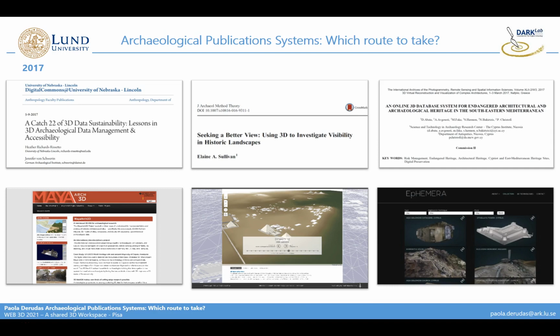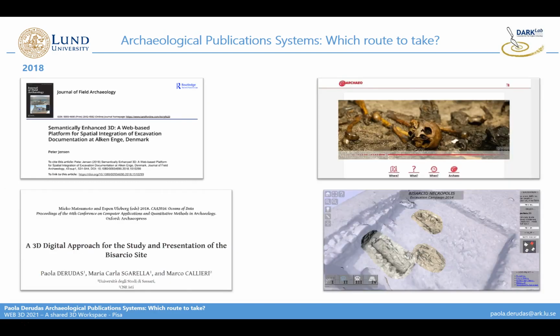And Ephemera is an online 3D database system for endangered architectural and archaeological heritage in the southeastern Mediterranean area, developed at the Cyprus Institute, through which it is possible to visualize the geometry of endangered architectural features, and also to query the database, and also to access the metadata of the objects implemented in it. We have other publications from 2018.